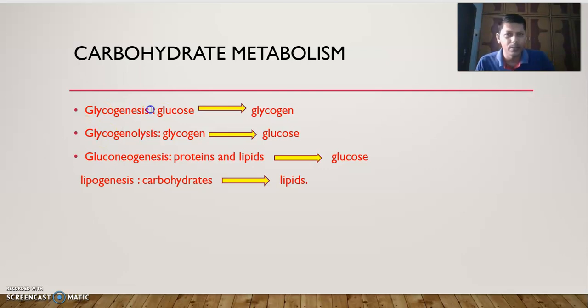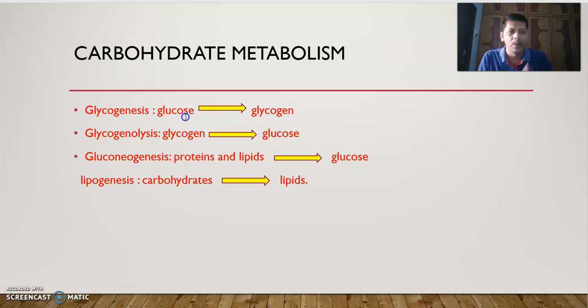What is meant by glycogenesis? Genesis means formation. Here, glycogen is formed from glucose. Every day we take rice, bread and different carbohydrate rich food items. Rice consists of starch, which is finally converted to glucose. When there is excess glucose in our body, it is converted to glycogen, which is called animal starch.